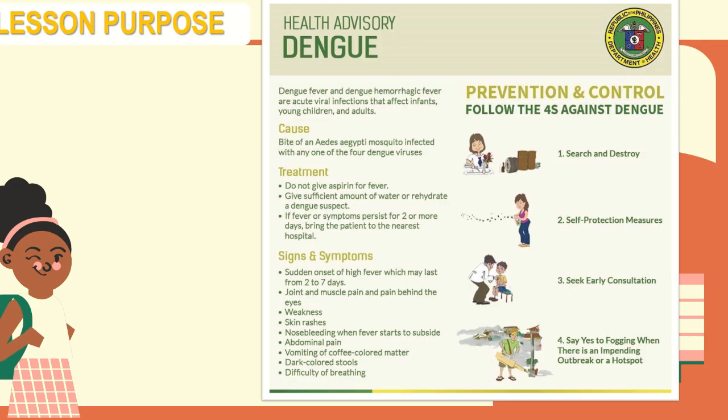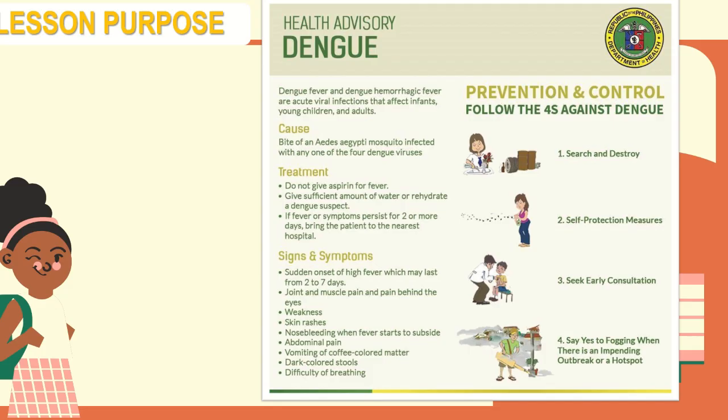Health Advisory: Dengue. Dengue fever and dengue hemorrhagic fever are acute viral infections that affect infants, young children, and adults. Cause: bite of an Aedes aegypti mosquito infected with any one of the 4 dengue viruses. Treatment: do not give aspirin for fever. Give sufficient amount of water or rehydrate a dengue suspect. If fever or symptoms persist for 2 or more days, bring the patient to the nearest hospital.